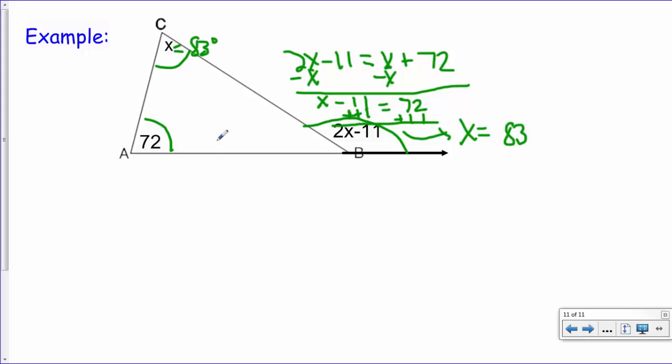We can also find the third angle very easily by adding 83 plus 72 and subtracting from 180. Our objective though in the problem is to simply figure out what x equals. So we know that this exterior angle right here is 2 times 83 minus 11, or 155 degrees. And it should equal that. 83 plus 72 is also 155.